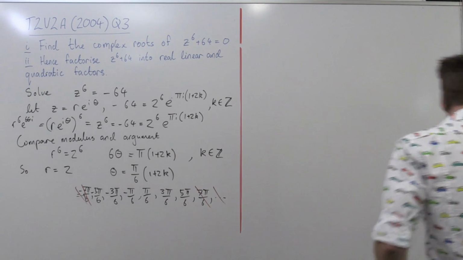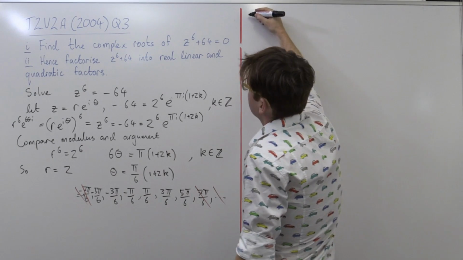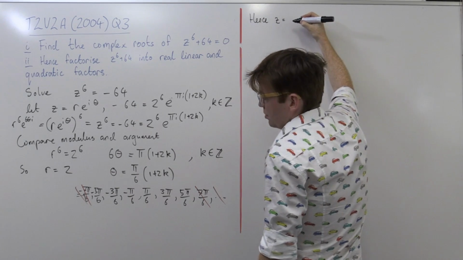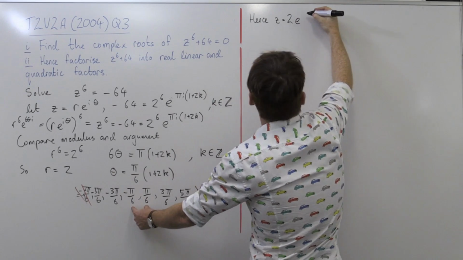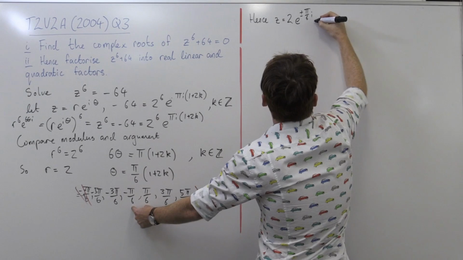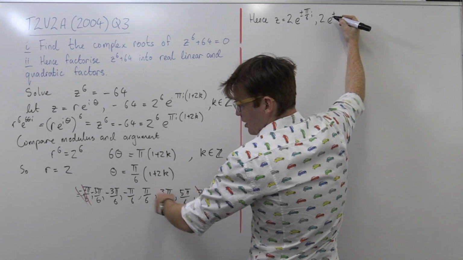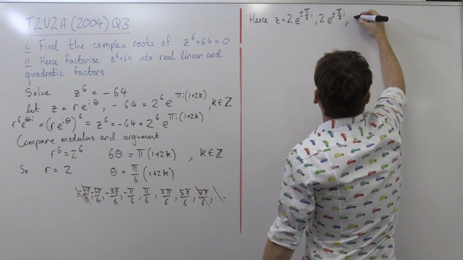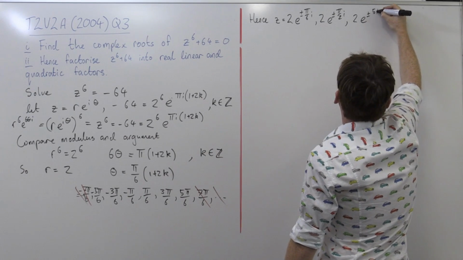This gives me the desired roots. Hence, z is equal to 2e to the, well, it could be plus or minus pi on 6 i, 2e to the plus or minus 3 pi on 6, so I'll write that as pi on 2 i, and 2e to the plus or minus 5 pi on 6 i.